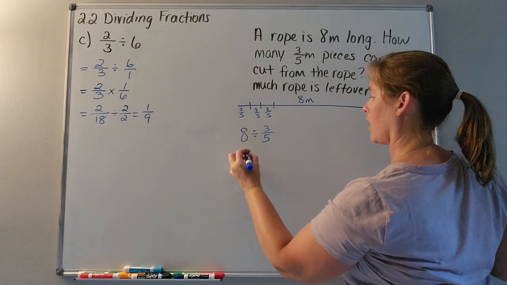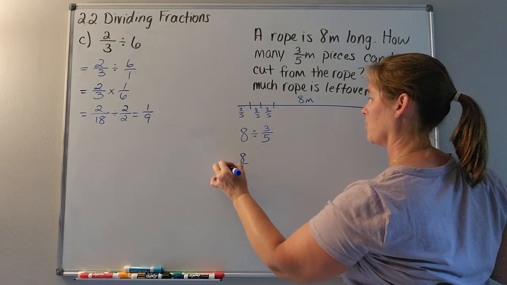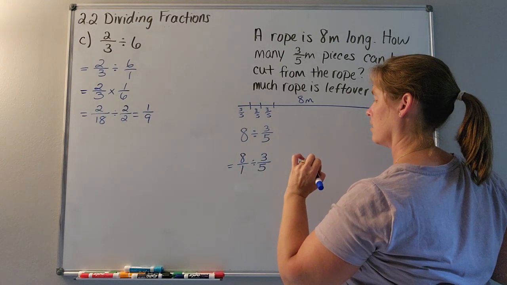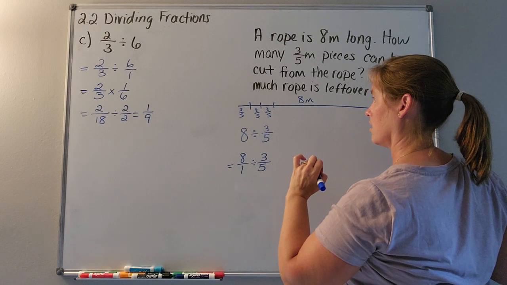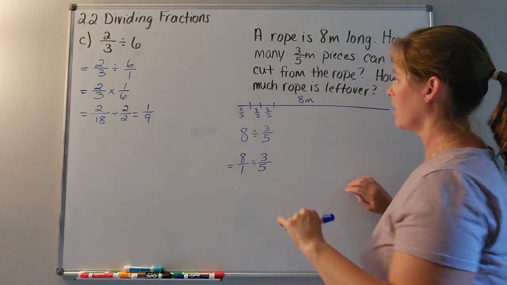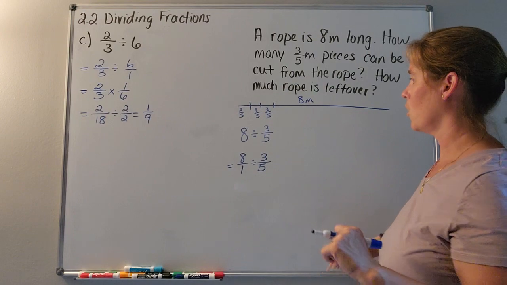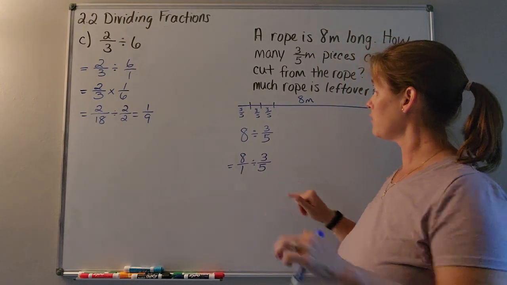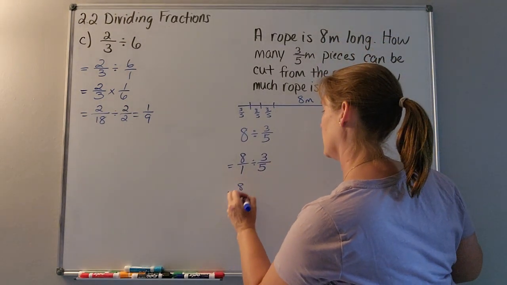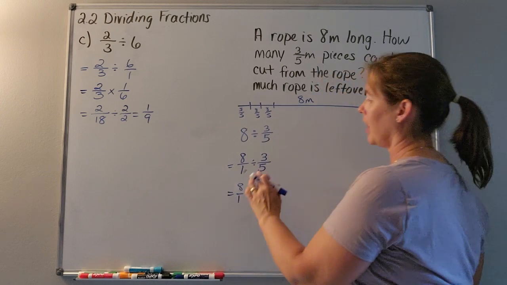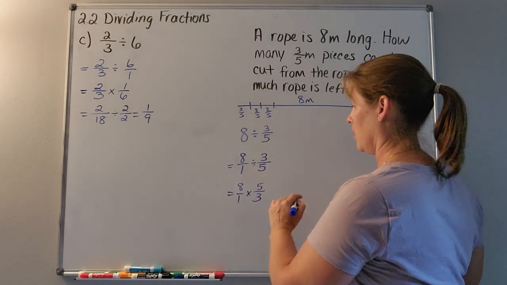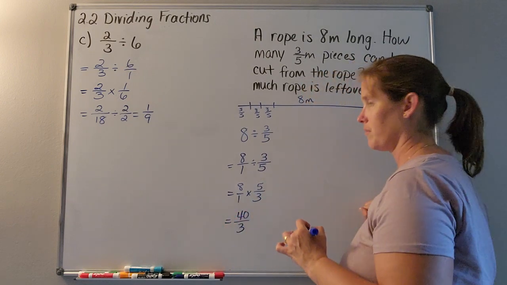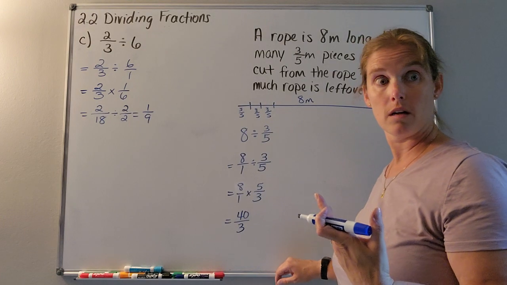Okay, so let's write 8 as a fraction, because we know we should. Okay. And then we do, hold on. Okay, so we have 8 divided by 3/5, so now we do keep, change, flip, we multiply by the reciprocal of the second number. All right, can't cross cancel, so let's multiply across. 40/3. Okay, that doesn't mean much in measurements.